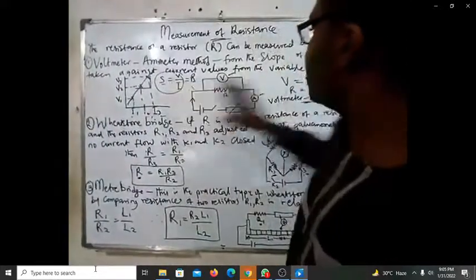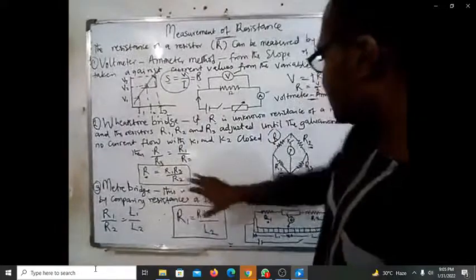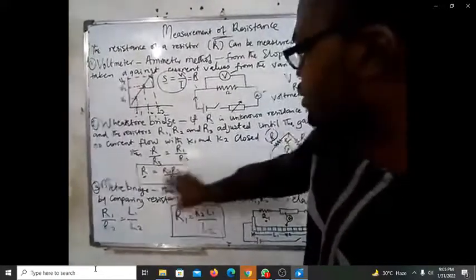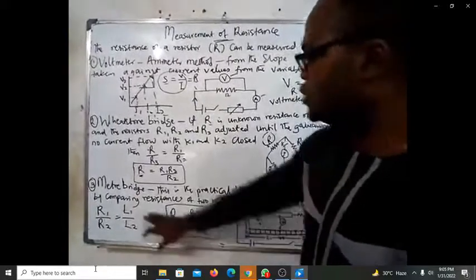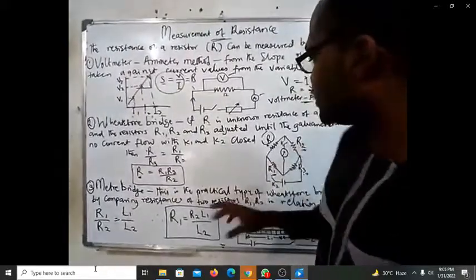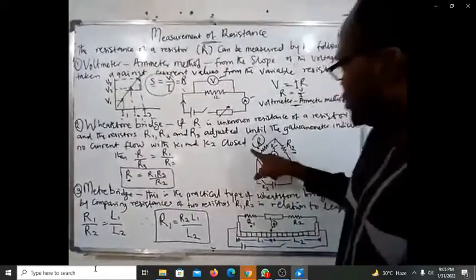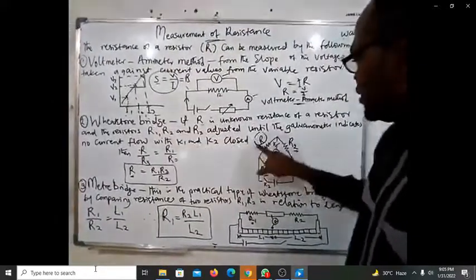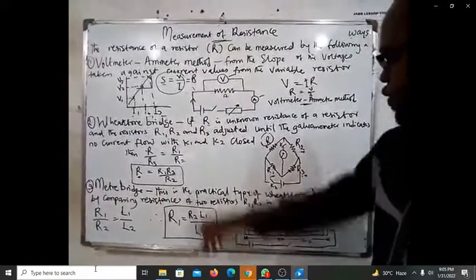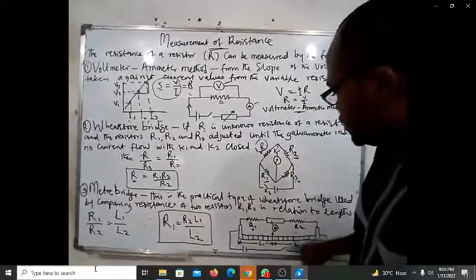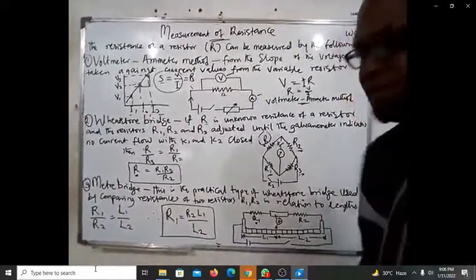So in subsequent classes, we are going to use these equations that we prepared, the equation for Wheatstone bridge and the equation for meter bridge, to solve calculations. So take note of the balancing of these equations. For Wheatstone bridge, R over the opposite R, and so on. Whereas for meter bridge, R1 over R2 equals L1 over L2.